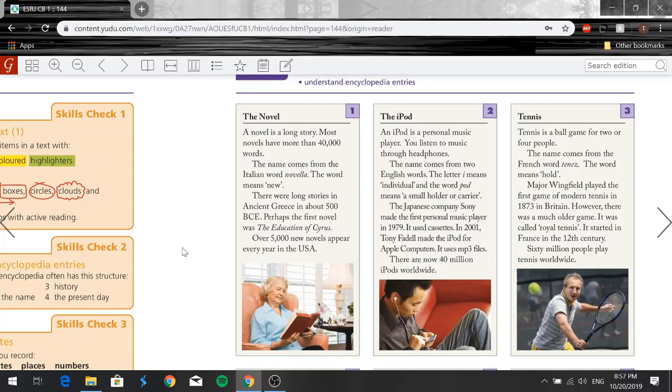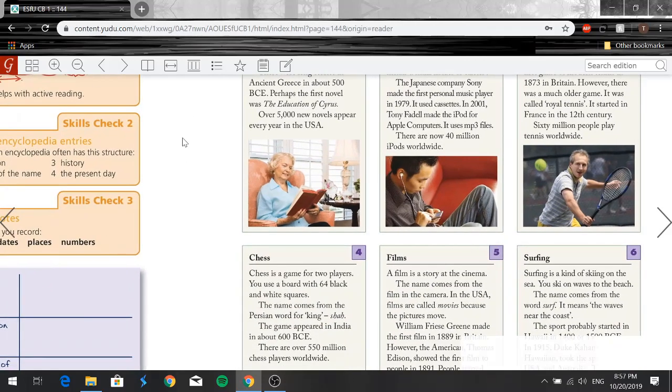3. Tennis. Tennis is a ball game for 2 or 4 people. The name comes from the French word tenez. The word means hold. Major Wingfield played the first game of modern tennis in 1873 in Britain. However, there was a much older game. It was called Royal Tennis. It started in France in the 12th century. 60 million people play tennis worldwide.